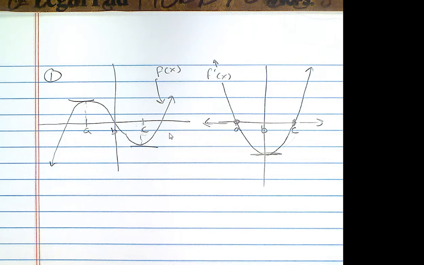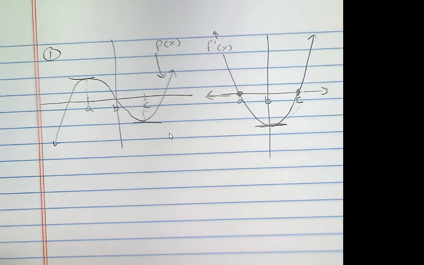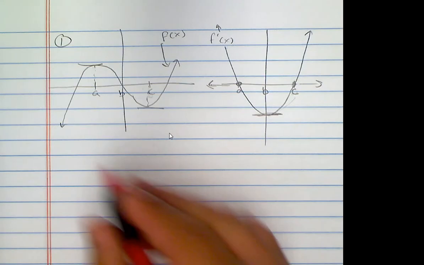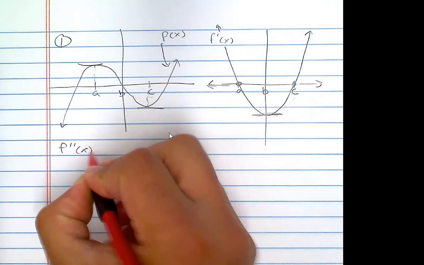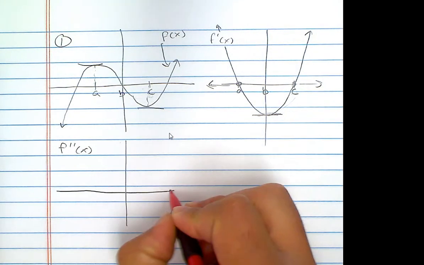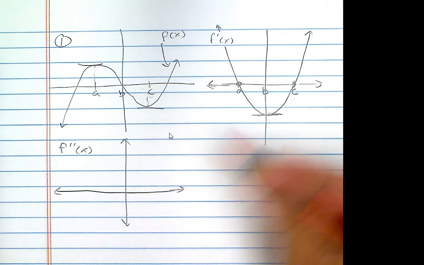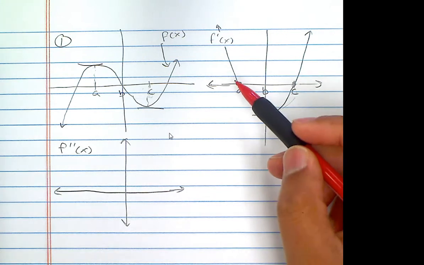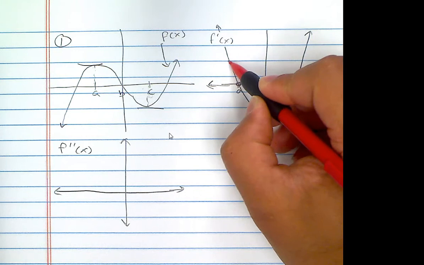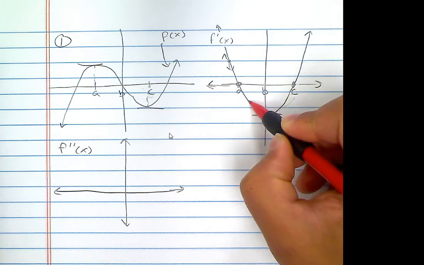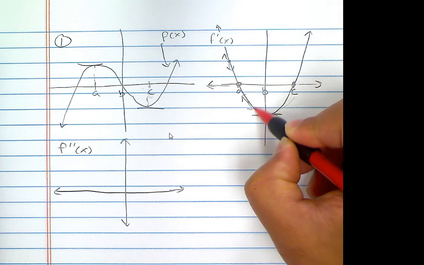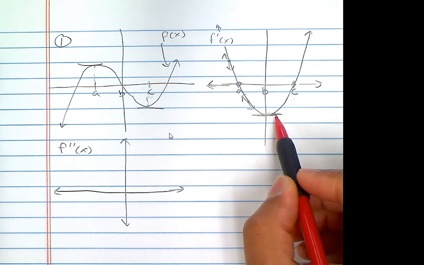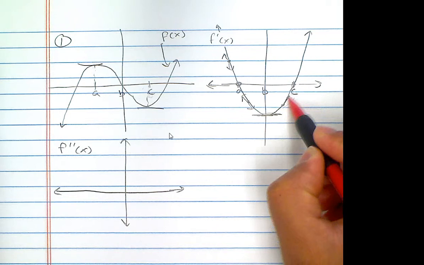So when we graph f double prime of x now, if I look at the second derivative, I can glance at the first derivative and look at the slopes of its tangent line. What are the slopes of its tangent line right here? Negative. So the second derivative's output is going to be a negative value. What's its slope at B? 0, and then positive.